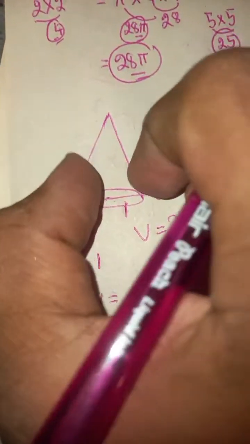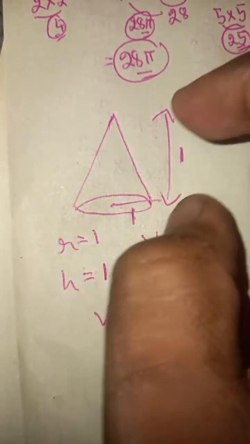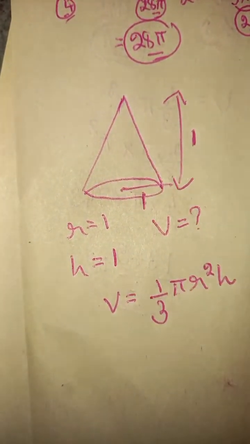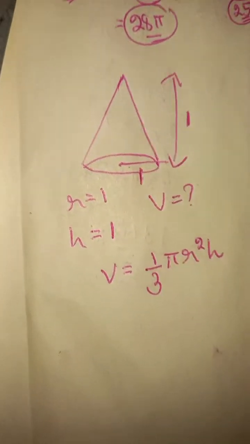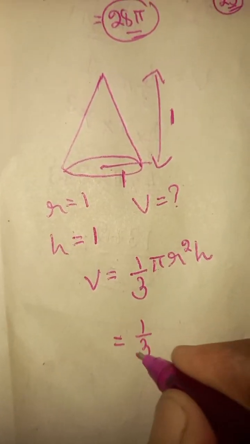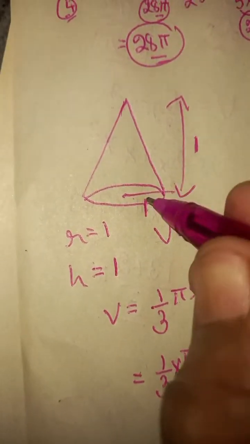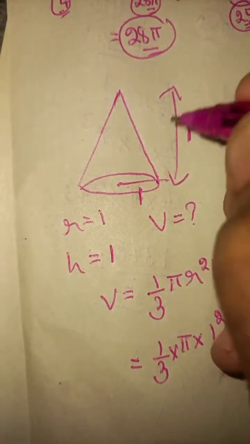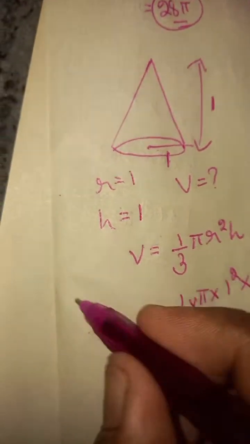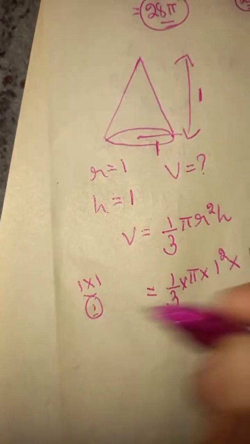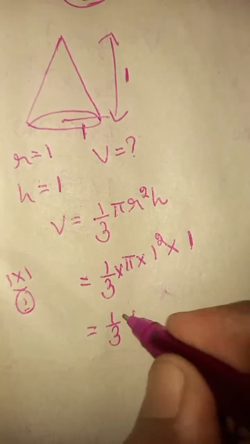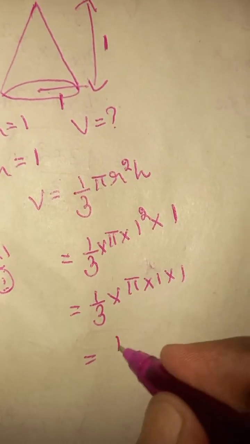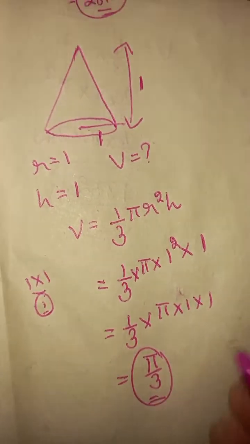If you take a cylinder with the same base area and the same perpendicular height, a cone can fill just one third of the volume of the cylinder. That is, if you take an imaginary cylinder. So this becomes one third of pi times the radius, which is 1 unit, so 1 square, times the perpendicular height, which is also 1 unit. 1 times 1 remains 1, so it is one third of pi times 1, which is pi by 3 cubic units.